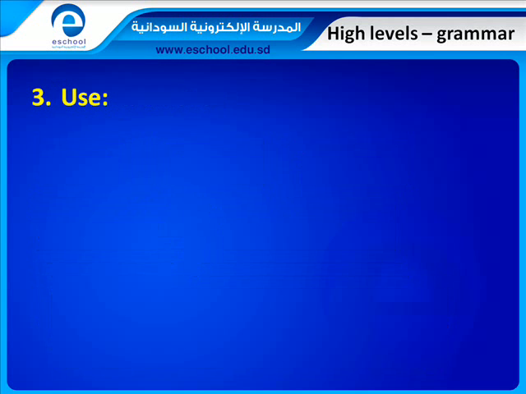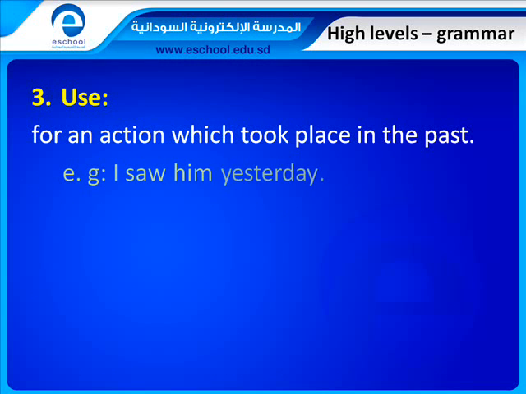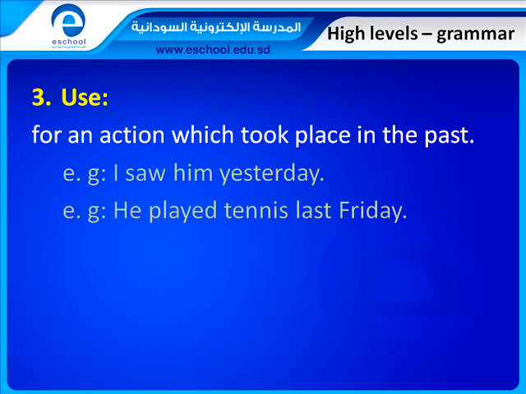The use of the past simple is for an action which took place in the past, meaning it happened in the past. Here we have an example: I saw him yesterday. Saw is the past of see. Another example: he played tennis last Friday. Played is the past of play, and here it is regular. Saw is irregular.